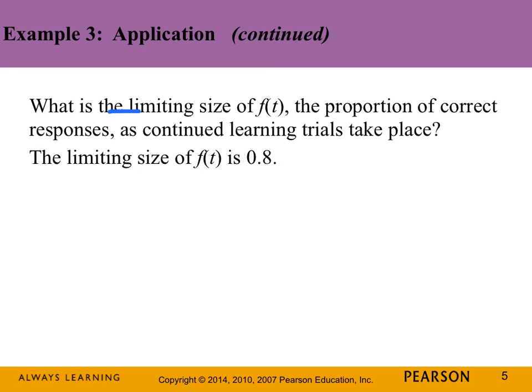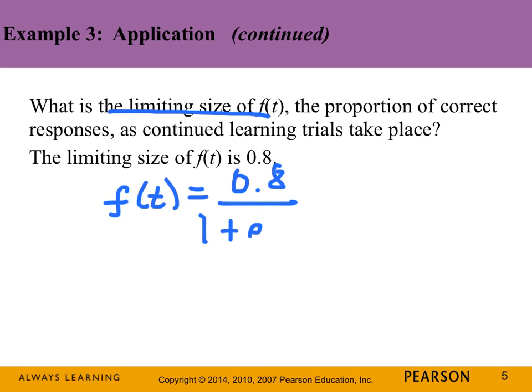Next, we're asked, what is the limiting size of f of t? Remember, if you have f of t, in this case it's 0.8 over 1 plus e raised to the negative 0.2 t. The limiting size is whatever c is, and c will be right here in the numerator. So the limiting size of the function is 0.8.